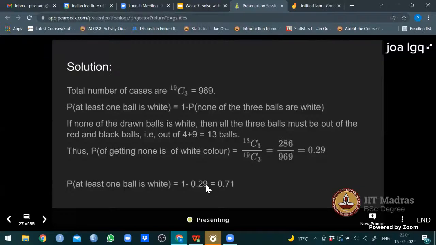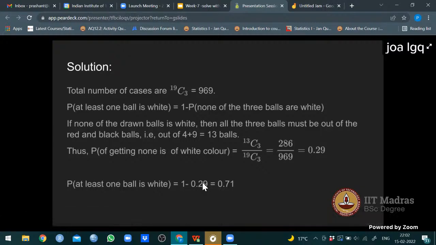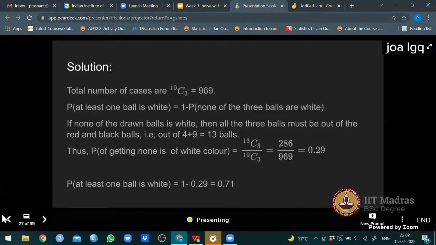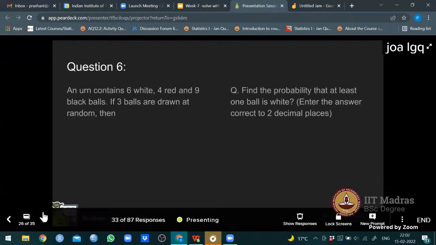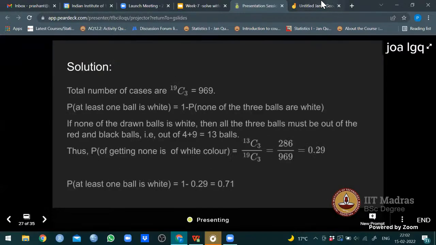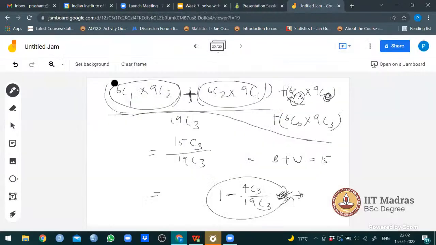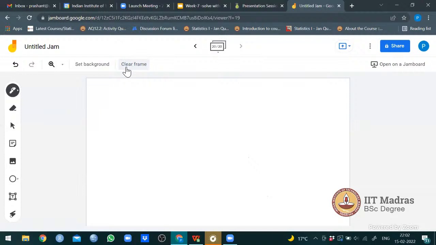Sir, I took a different approach. Okay, tell me. I calculated one white ball multiplied with 13C2, that is 6C1 into 13C2, plus 6C2 into 13C1, plus 6C3 into 13C0, divided by 969. You also get the correct answer, right? It's 0.7, sir. It's 0.71, not 0.7. That's something similar with decimals.